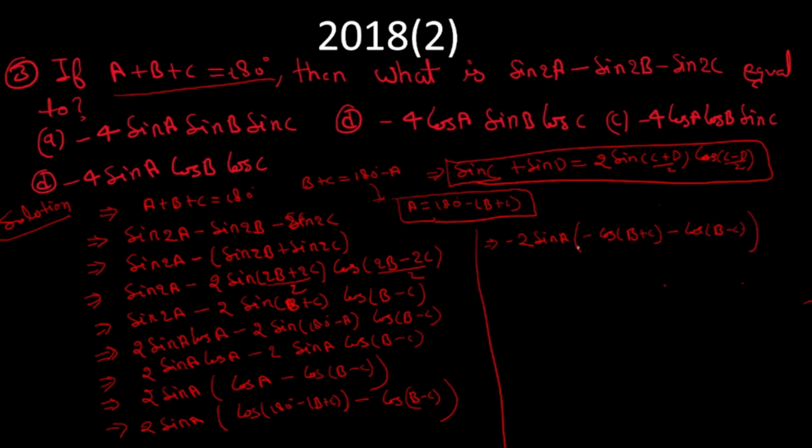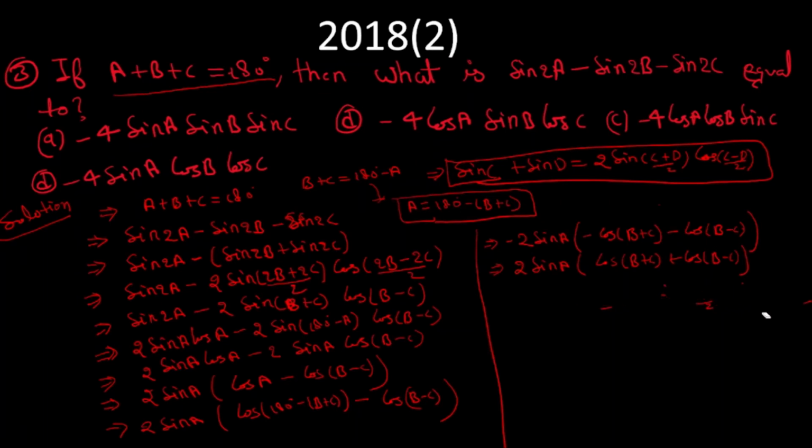Okay, so I will take a common minus. When I take minus common, minus is already there, so we get plus 2 sin a and cos(b+c) plus cos(b−c). So I will use the formula cos c plus cos d. What is the formula for cos c plus cos d? Equal to 2 cos((c+d)/2) cos((c−d)/2). Yeah, I will use this formula here.